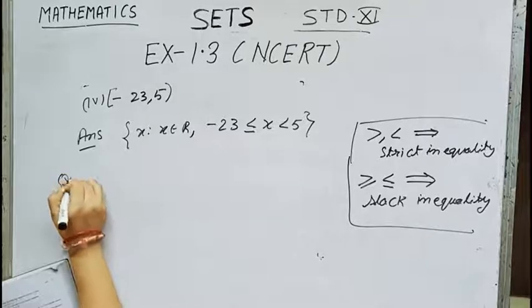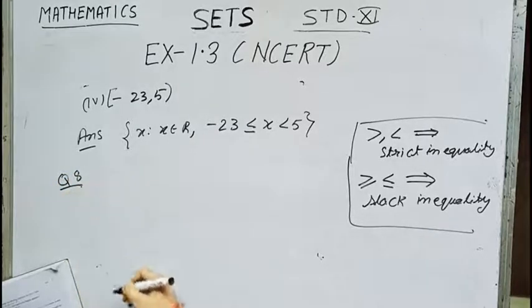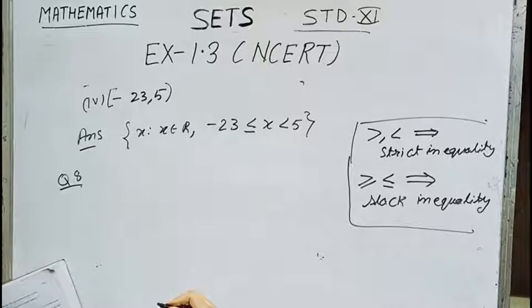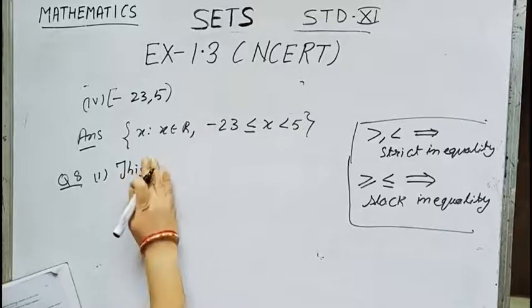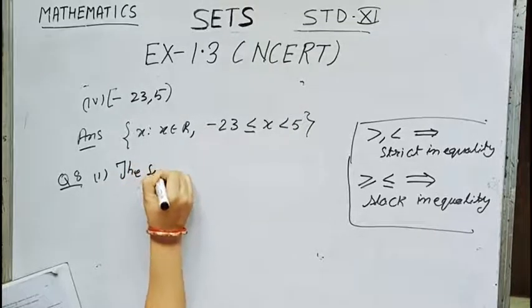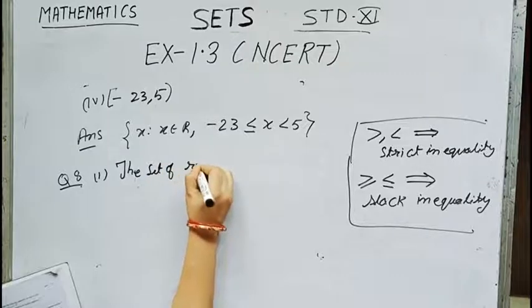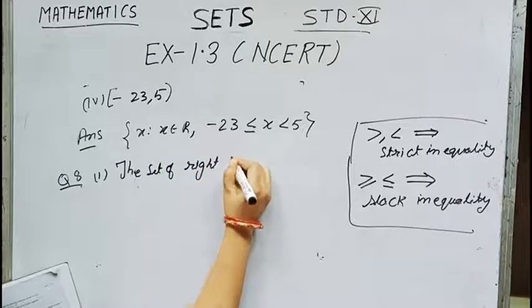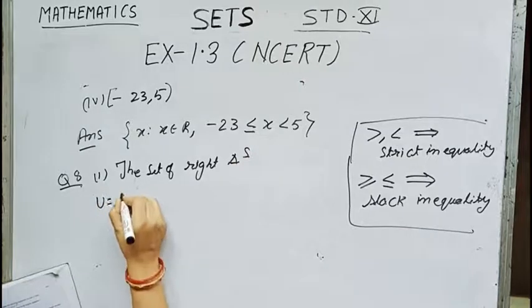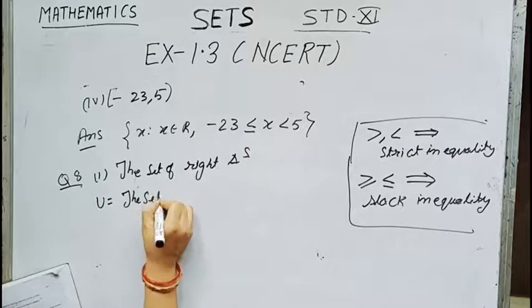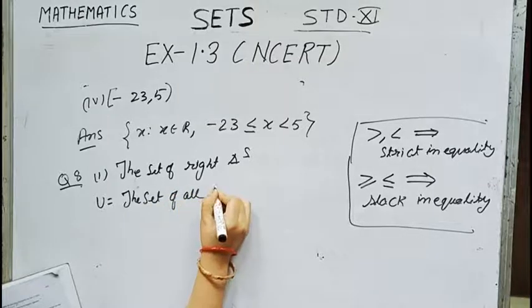Now let us go to question number 8. Question number 8 says, what universal set or sets would you propose for each of the following? Number 1. This question I have discussed in the discussion part. The question is the set of right triangles. Obviously the universal set for this can be the set of all triangles.